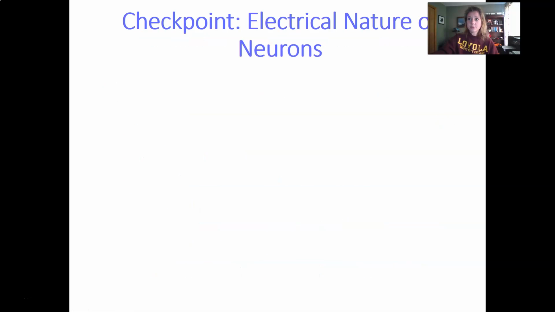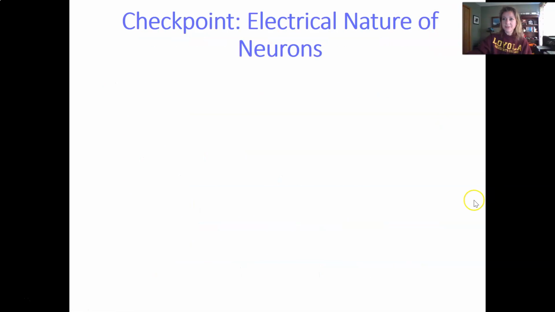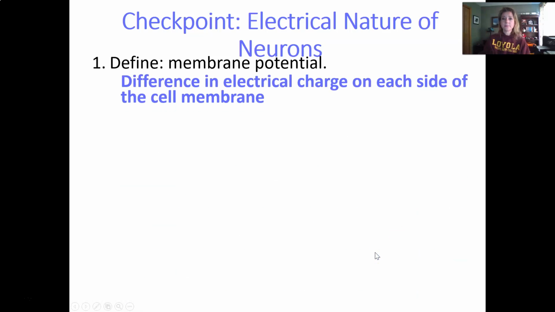All right, so let's see how much you understand from our little talk here. Number 1, define a membrane potential. I'll give you a 5 count. Well, the membrane potential is simply a measurement of the difference of charge from the outside of the cell to the inside of the cell. And so there's your answer.